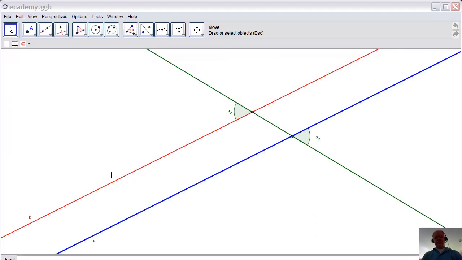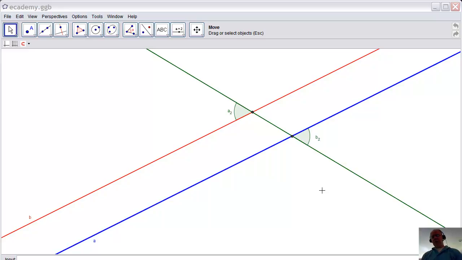To begin with, let's talk about what alternate exterior angles are. If we have a pair of parallel lines, line B and line A, the red one and the blue one, and this green line is a transversal running through those parallel lines. When we talk about alternate exterior angles, we're talking about angles that are exterior, on the outside of the parallel lines, so not in between. And alternate means on alternate sides of the transversal.